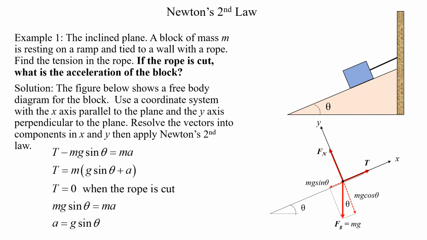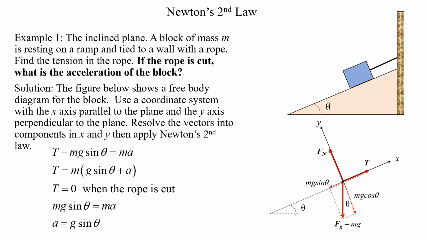All right, now part B. It says if the rope is cut, what will be the acceleration? Well, if the rope is cut, we no longer have any tension. The only force we have is the component of the weight down the hill, which is mg sine theta. So we set that equal to ma. So the acceleration is g sine theta.